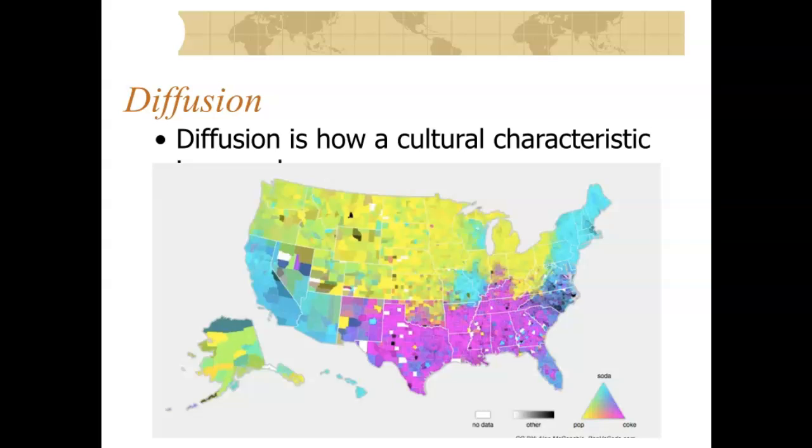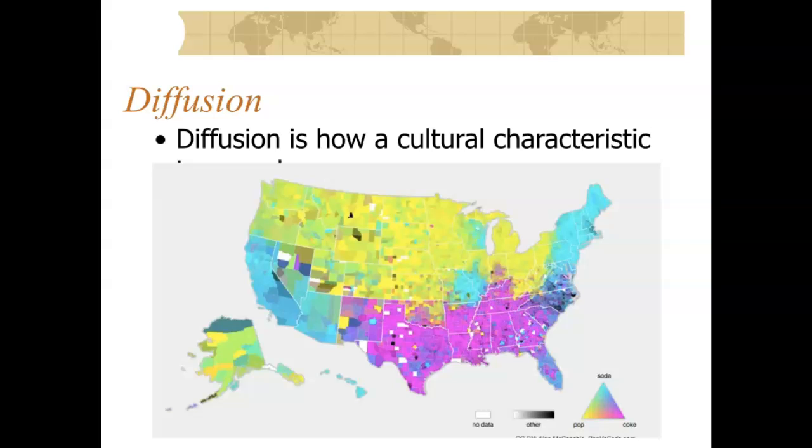Diffusion. Diffusion is another concept that geographers really concern themselves with. Diffusion is how a cultural characteristic moves about in a population. We're looking at a map of a cultural phenomenon: what you call soda or pop or Coke.